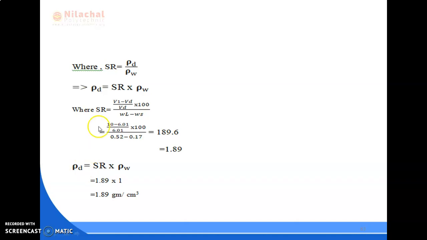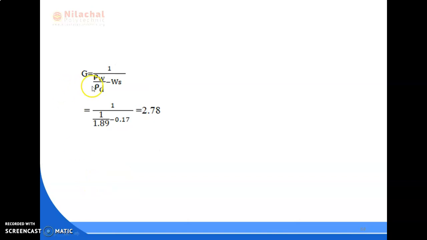So again actually we have to find out the rho D. So rho D equal to SR into rho W, 1.89 into 1 gram per cm³, we know this value is fixed, so our answer is 1.89 gram per cm³. We got the value of rho D, but actually we have to find out the G value. So here we put the values, then finally we got the answer, this is 2.78.